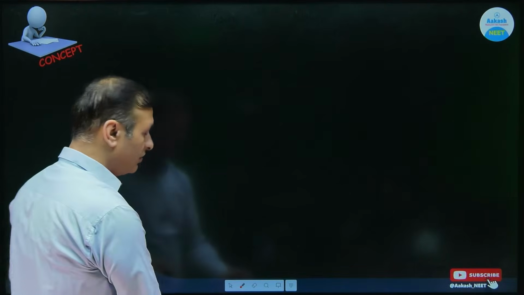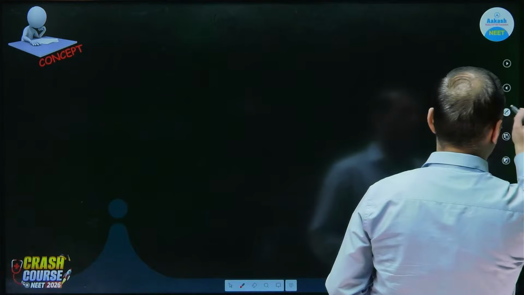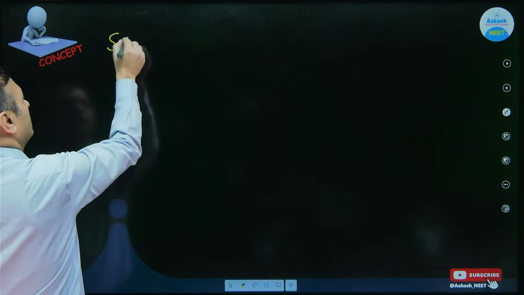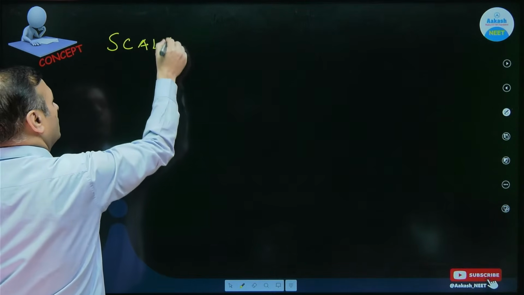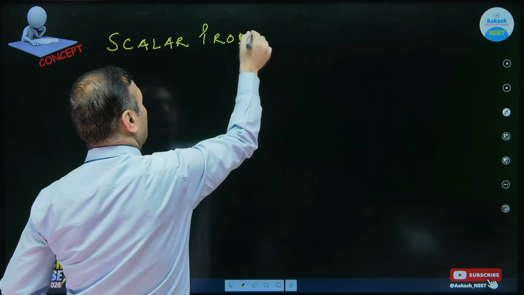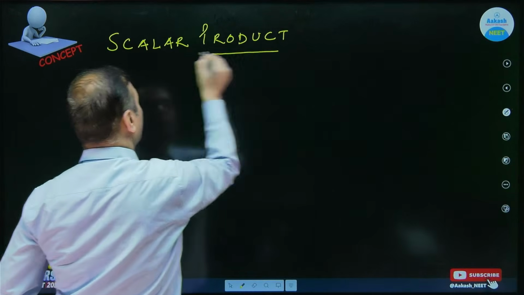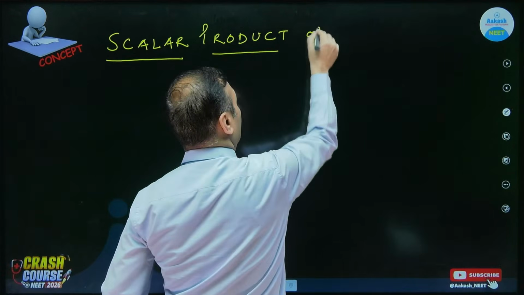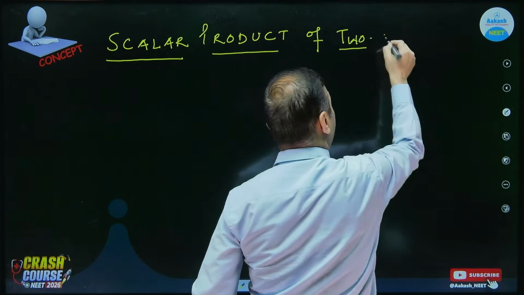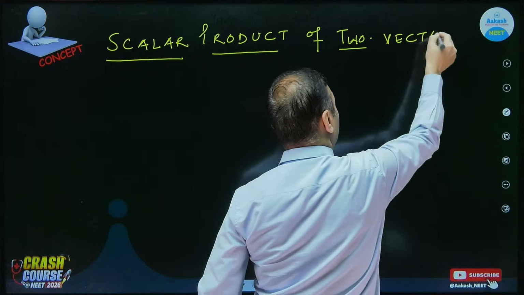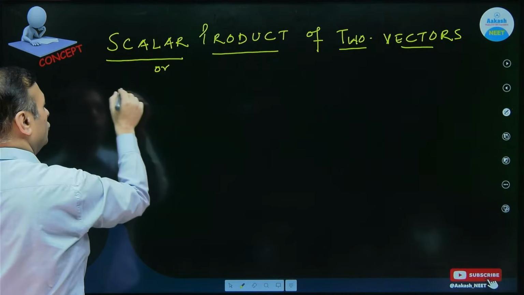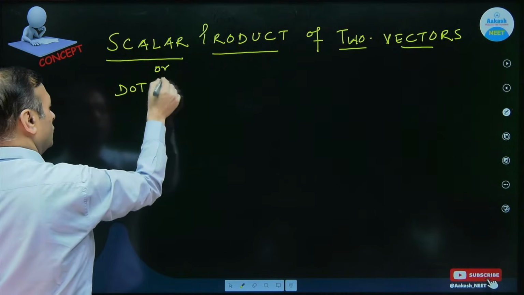Now before we start work, energy and power, we need to understand the scalar product. This is the scalar product of two vectors. This is also known as your dot product.